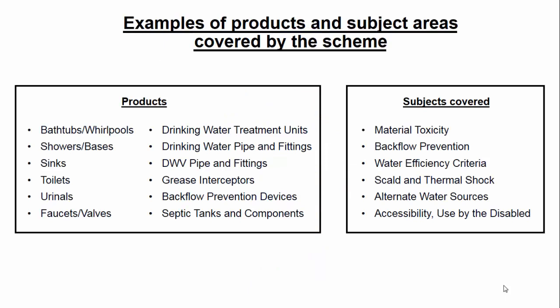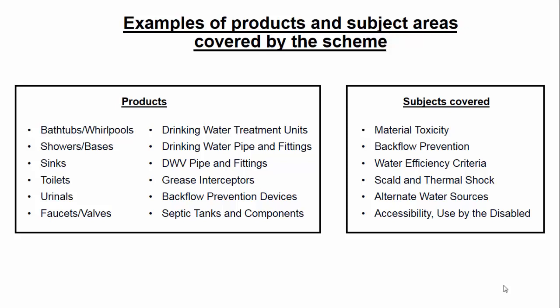All right, so some examples of the products and the subject areas that are covered by the scheme for, we'll just call it, North America. It's essentially most all plumbing components on the delivery or discharge side of a plumbing system. And as you can see, the product categories are primarily fixtures and fittings, and get into drinking water treatment units, pipes and fittings, drain, waste and vent, backflow prevention, and even septic and septic tank components.